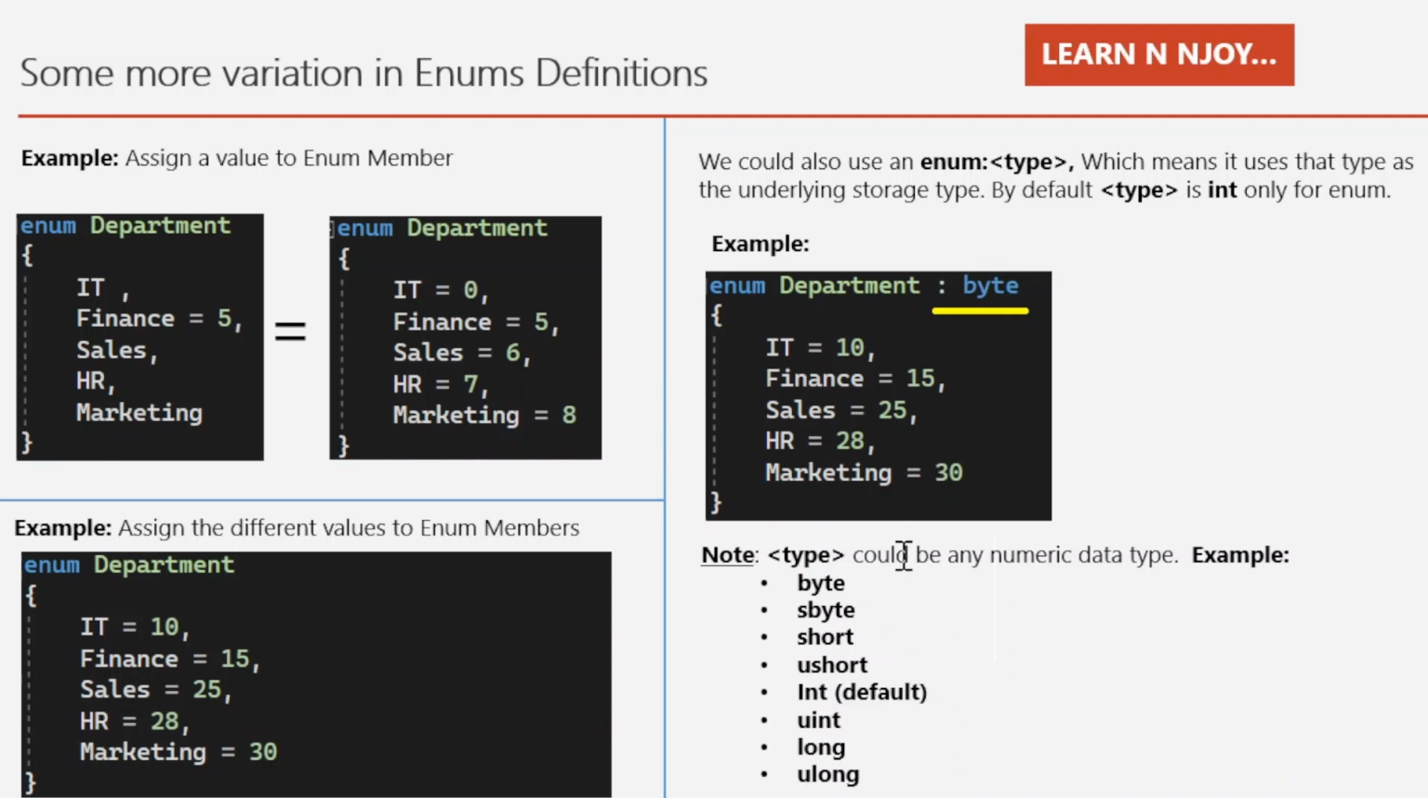This type could be any numeric data type like byte, sbyte, ushort, short, int, uint, long, ulong. So out of these, one would be applicable for this underlying storage type.